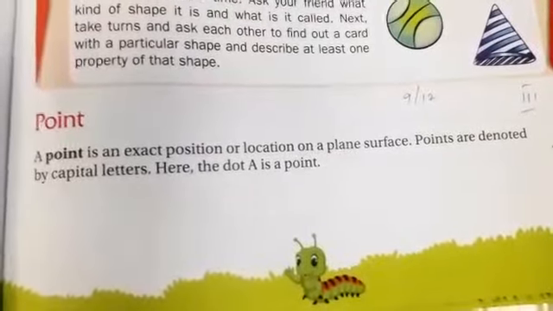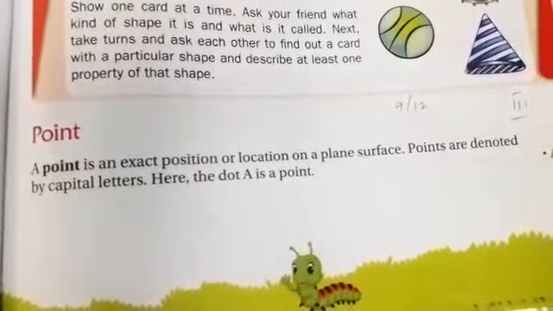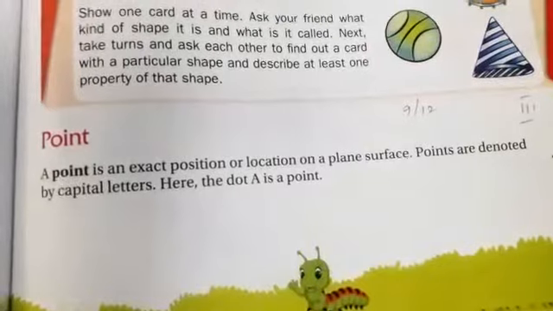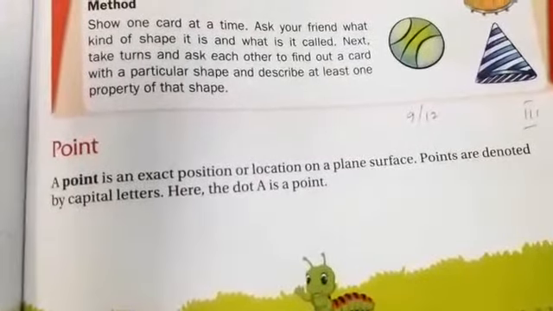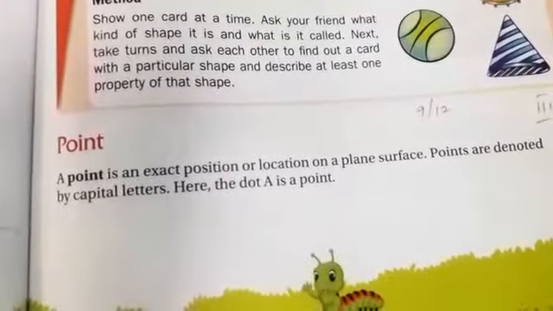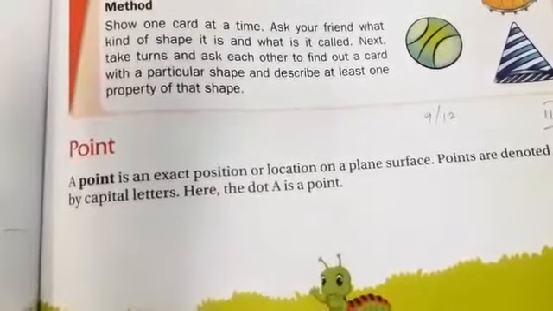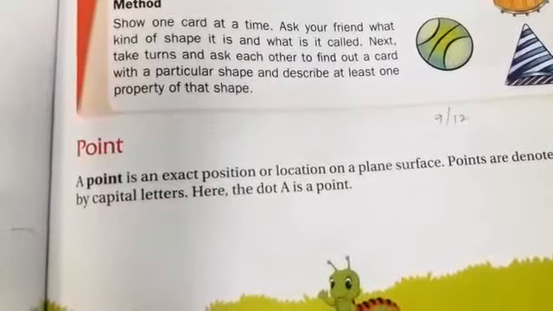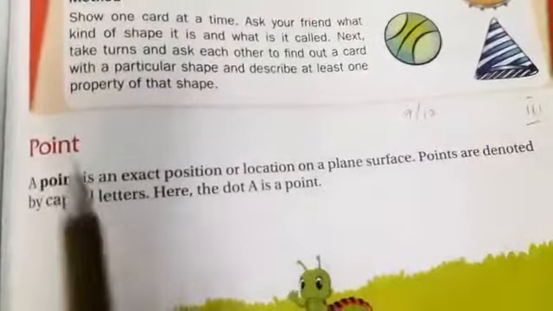The last class we learned about solid shapes. What are the solid shapes? Yes, cube, cuboid, cylinder, sphere, cone. These are solid shapes. Today we are going to see point, ray, line segment and line.